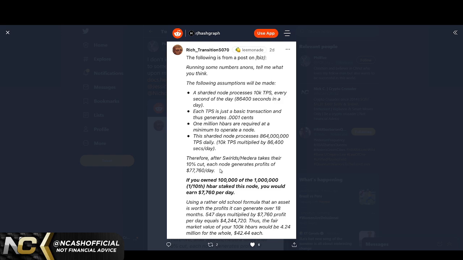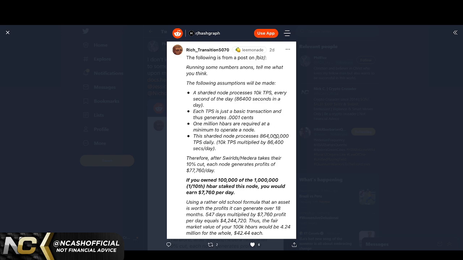Therefore, after Swirlds/Hedera takes their 10% cut, each node generates profits of $77,760 a day. That's right, a day. If you owned 100,000 of the 1,000,000 Hbar staked on this node, you would earn $7,760 per day. Using a rather old school formula that an asset is worth the profits it can generate over an 18-month period, 547 days multiplied by $7,760 profit per day equals $4.2 million. Thus, the fair market value of your 100K Hbars would be $4.24 million for the whole, or $42.44 each.